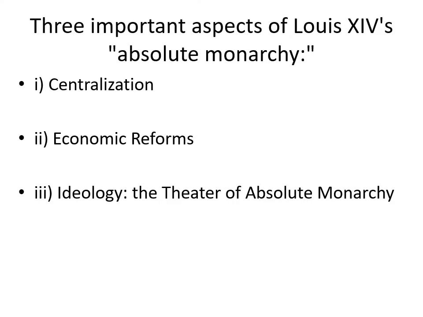So, 3 important aspects of Louis XIV's absolute monarchy. Centralization. He is the center of the government. Everything and everybody comes to him. Economic reforms. Trying to build up trade, for example, find sources of revenue, create a stable economy. He was not really able to do this.